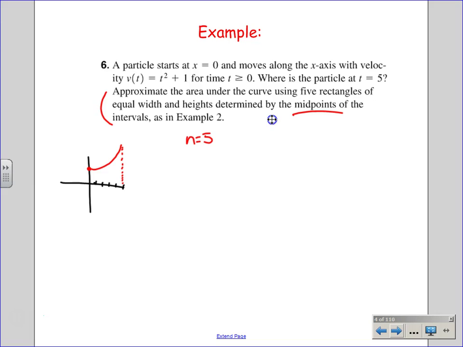Question, if I'm going from 0 to 5, how wide are my rectangles? What's my base? Remember b minus a? Remember we called it delta x because our bases are determined by our delta x. Same thing as the base. So I have 5 minus 0 all over 5, but most of you logically already knew the bases were going to be by 1s, right? Fitting 5 in a distance of 5.